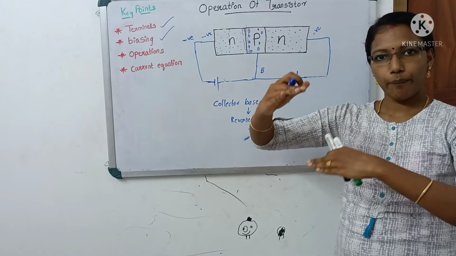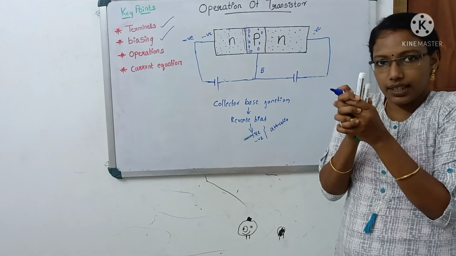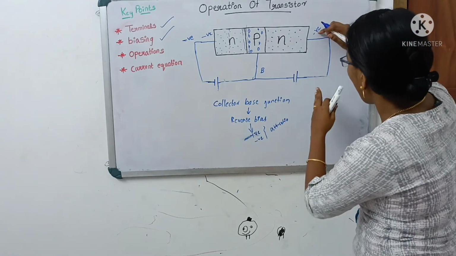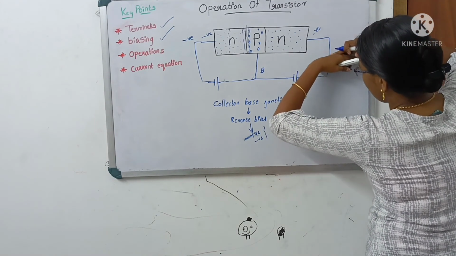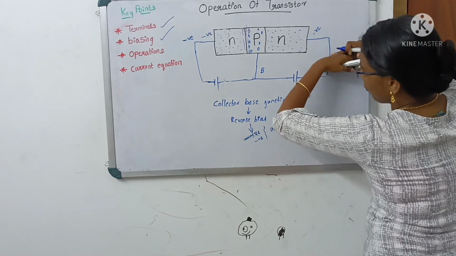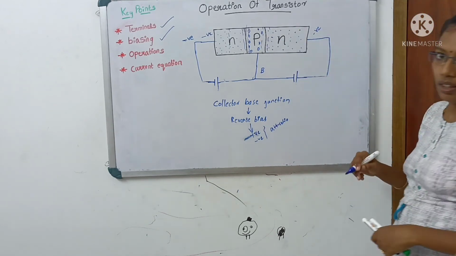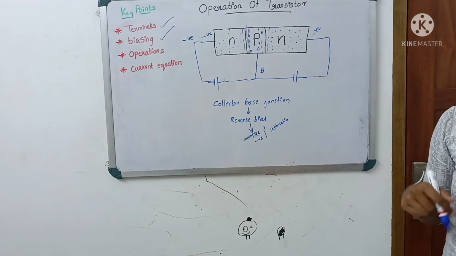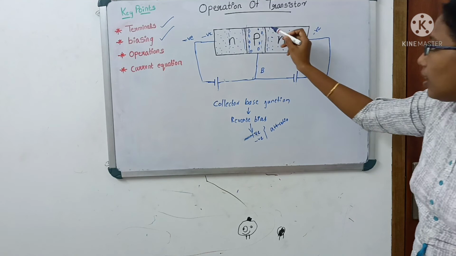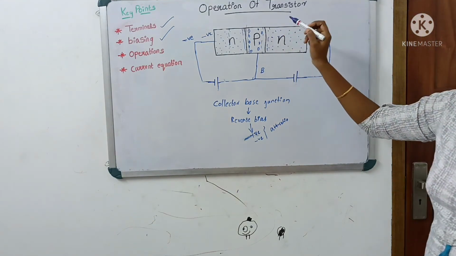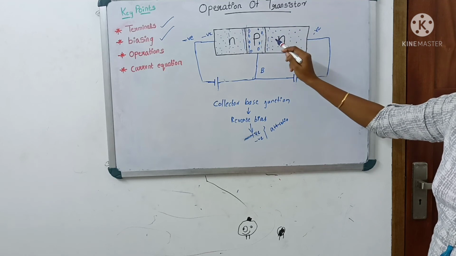So what happens when these polarities come to each other? They attract each other. The positive and negative attract each other, so there is an attractive force like this. Here the depletion layer width is large, and the barrier potential is high.